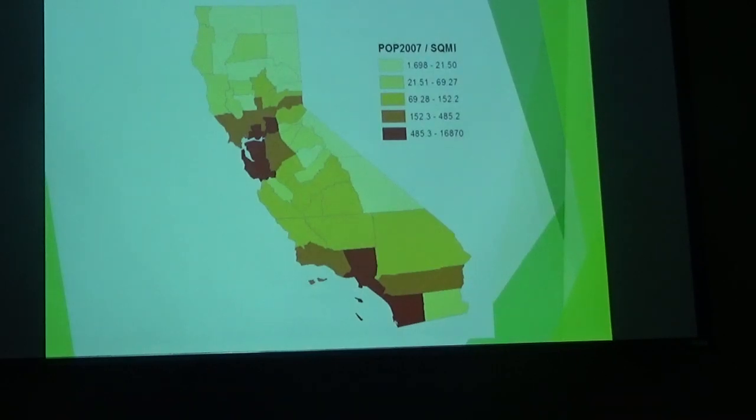Now, depending on the purpose you want to map and the story you want to tell, this is different now. This is now population density. This is still not showing where population lives in that county, but it takes into account what?